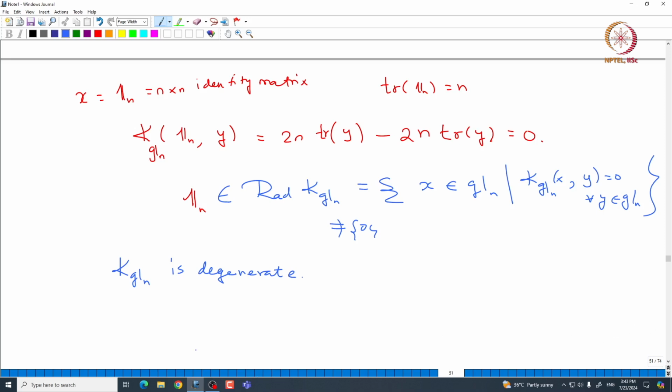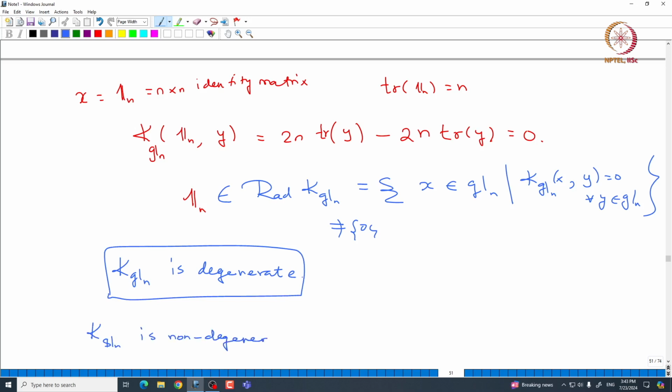From the general theory one can see that kappa of SLN is non-degenerate, but kappa of GLN is degenerate.